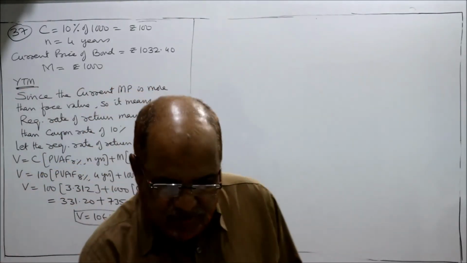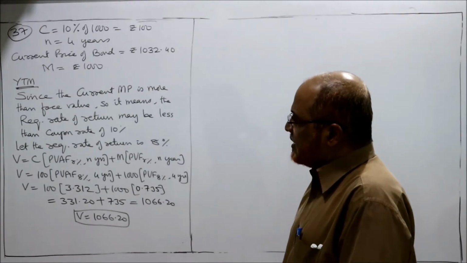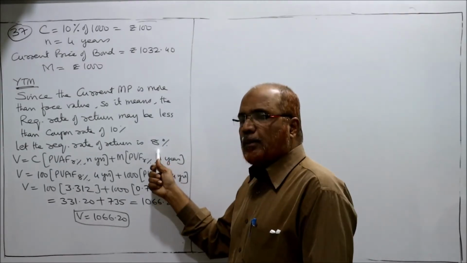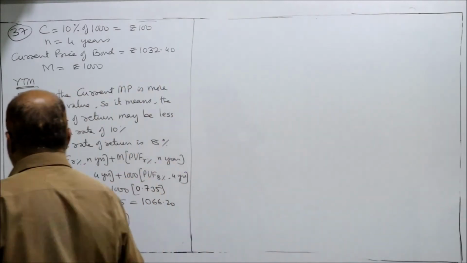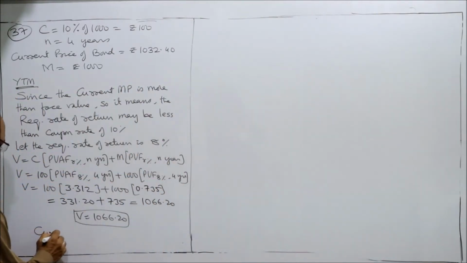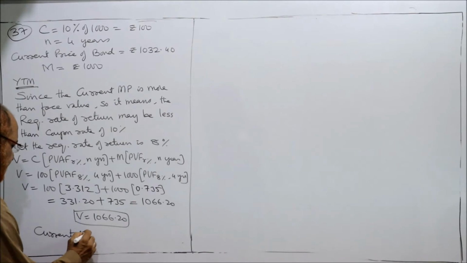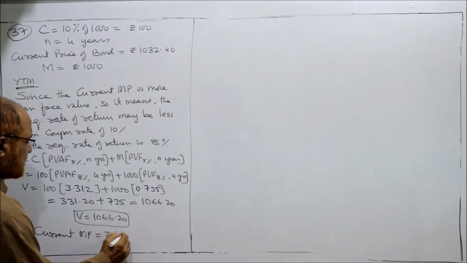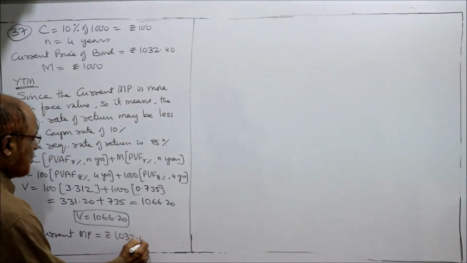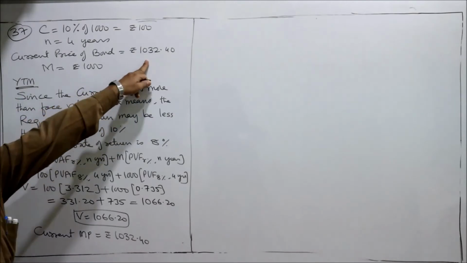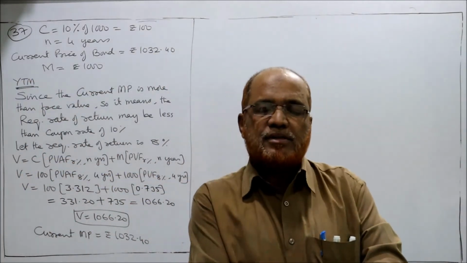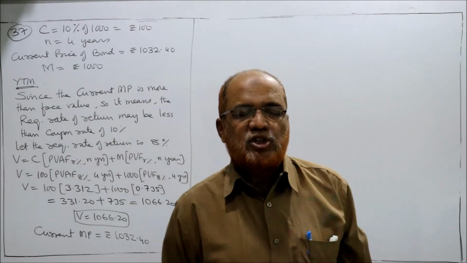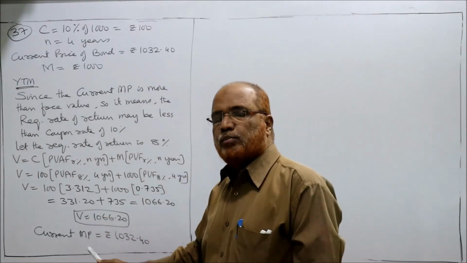So what have you observed? At 8% required rate of return, the present value of the bond is 1066.20. But what is the current market price? Rupees 1032.40. It is given in the problem. 1032.40 is the current market price. See, YTM is that rate at which present value and current market price both must be same.